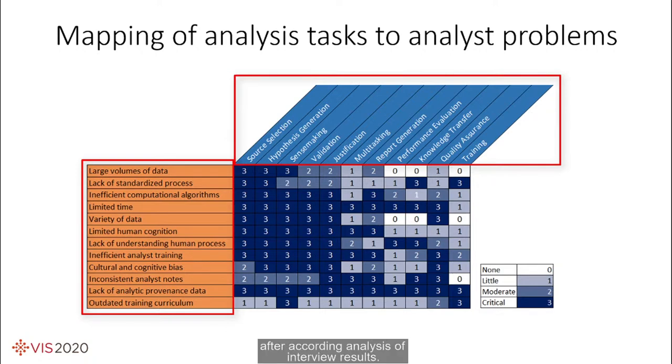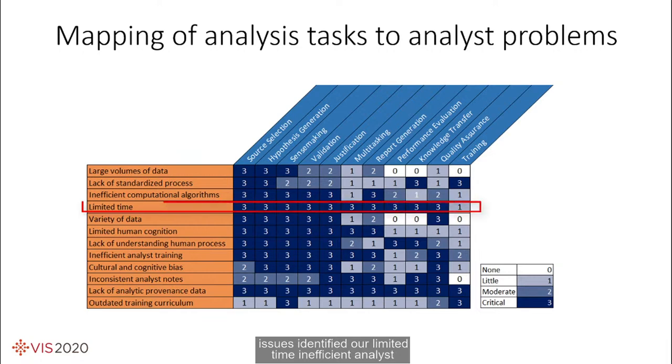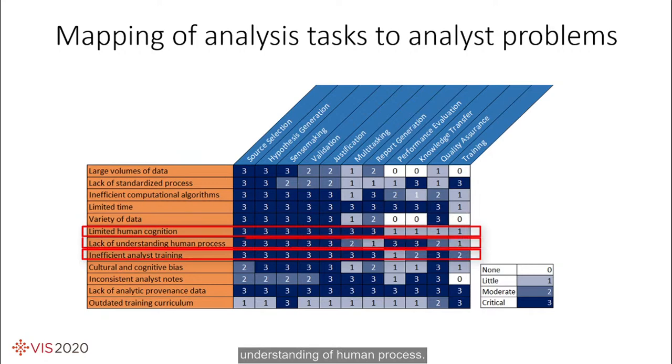After our coding analysis of interview results, we conducted a secondary round of data collection with the participants to better understand the relationships between analytic tasks and identified problems. This figure represents the final relevance mapping between analytic tasks and analyst problems. As you can see, the lack of analytic provenance data is identified as the most common issue across various analytic tasks. Apart from lack of analytic provenance data, other common issues identified are limited time, inefficient analyst training, limited human cognition, and lack of understanding of human process.